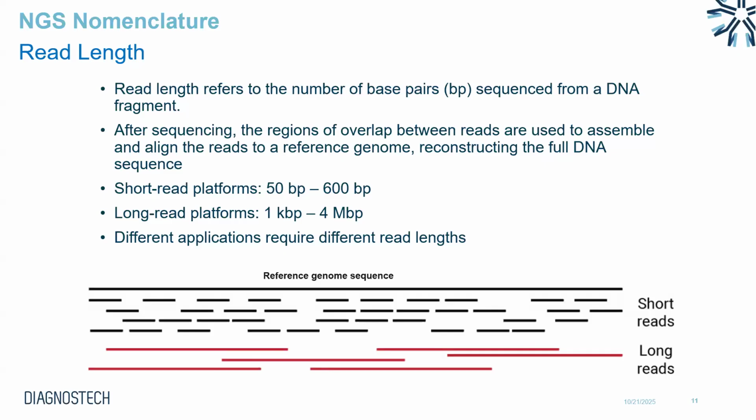Long read systems such as Oxford Nanopore can achieve read lengths of over 1 megabase, or 1 million base pairs. It's important to consider the read length when designing an NGS experiment. Short reads are great for rare variant detection, but don't perform as well as long reads do for detecting complex structural variants. There's also another factor that we need to consider, which we'll go through later on.